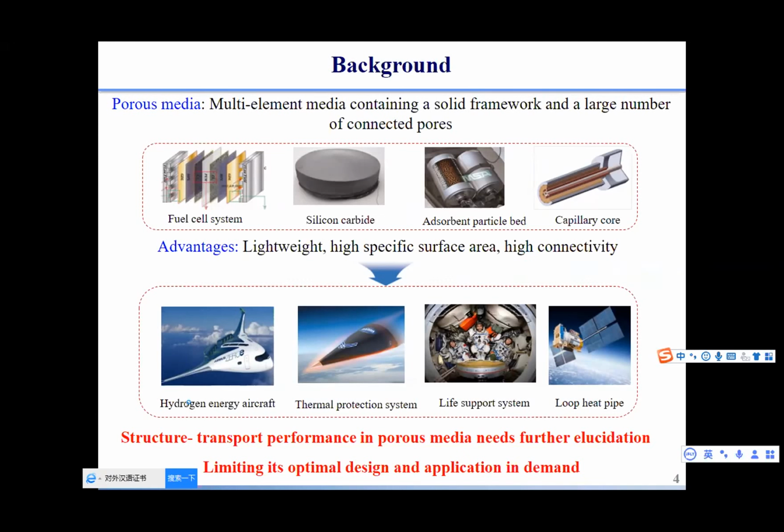So they have great applications in the field of hydrogen energy and aircraft, such as this hydrogen storage tank, also for thermal protection systems or life support systems on aircraft. And the loop heat pipe can be used for the regulation of waste heat of the electronic components on satellites. So understanding the structure and transport performance in this kind of porous medium is very important, and it needs further elucidation.